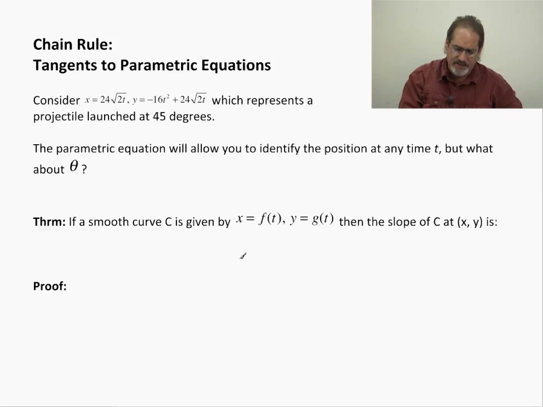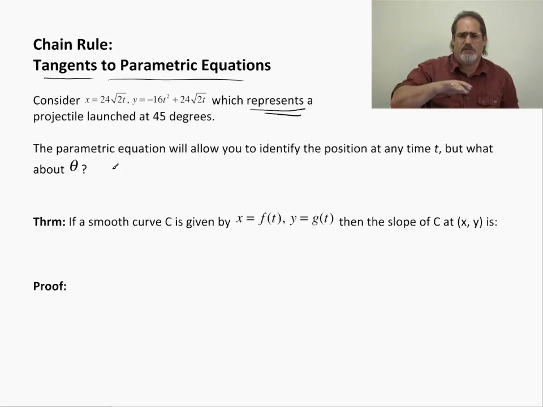Let's now talk about the idea of the chain rule as it applies to tangents of parametric equations. So let's consider the function x equals 24 root 2 t and y equals negative 16t squared plus 24 root 2 t. And that actually represents a projectile launched at a 45-degree angle.